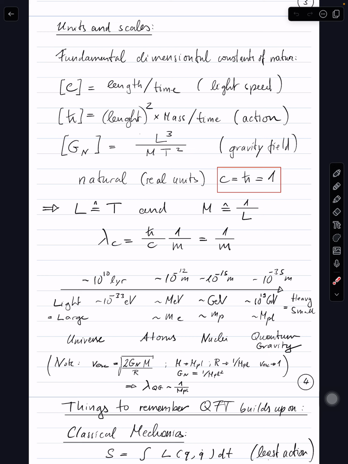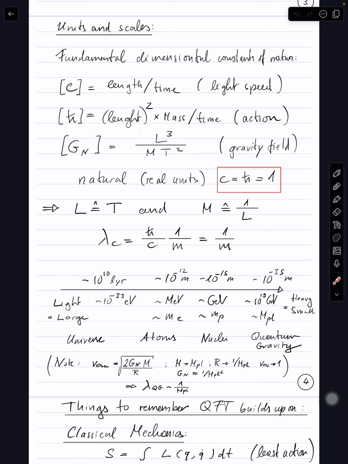Now, in theoretical physics, it's very convenient to set those quantities equal to 1 to simplify our expressions. This is called natural units. Now we can look at this and say, okay, setting c equal to 1 immediately brings length on the same footing as time. This is actually physically completely understandable.